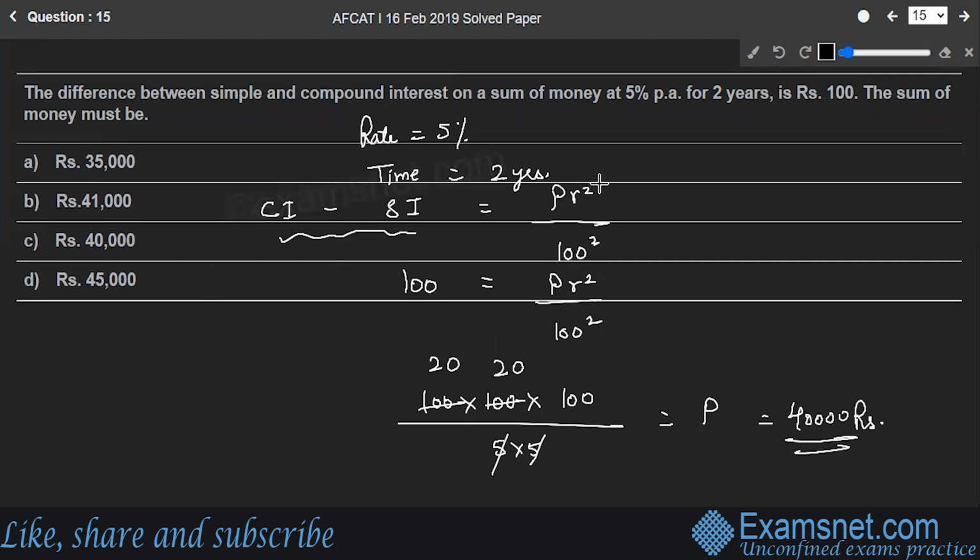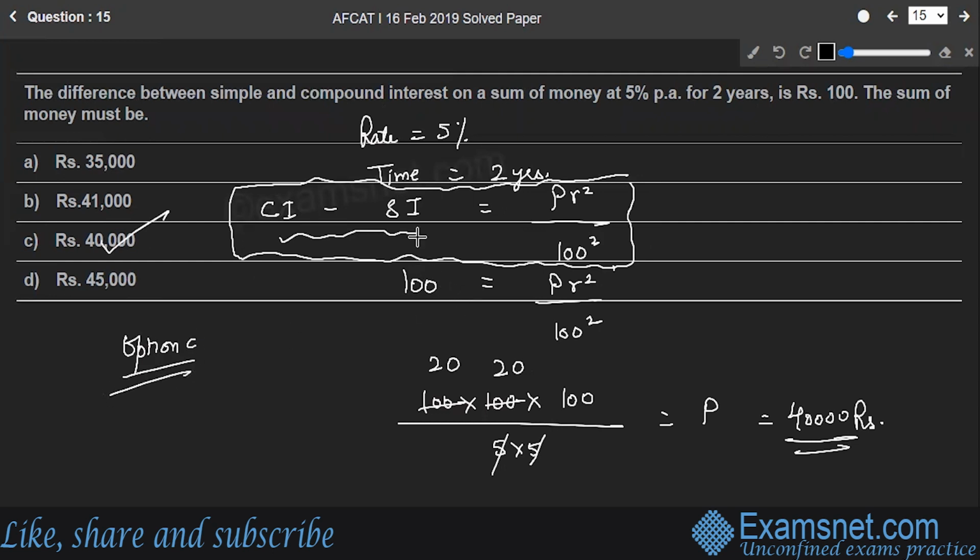Right? Simple as that. So do remember this formula for solving the question, because otherwise, if you're going to calculate the compound interest and then the simple interest and then finding the difference, it will take lots of time. This is an easy approach. Option C is the answer. Hope you're clear. Next is question number 16.